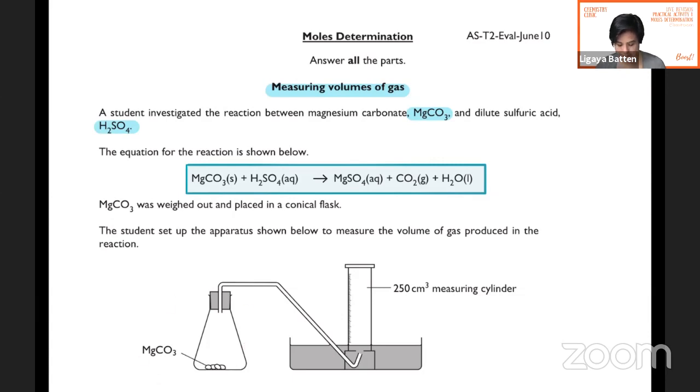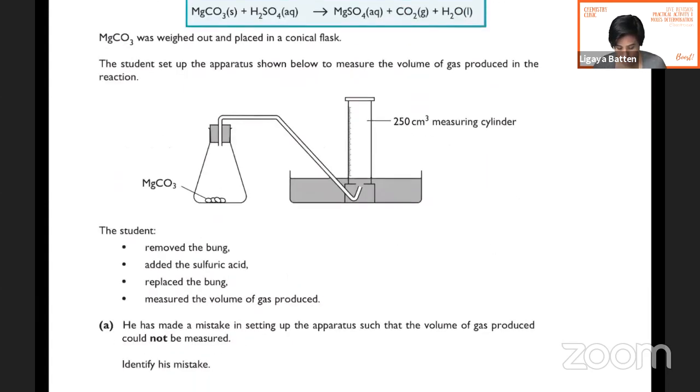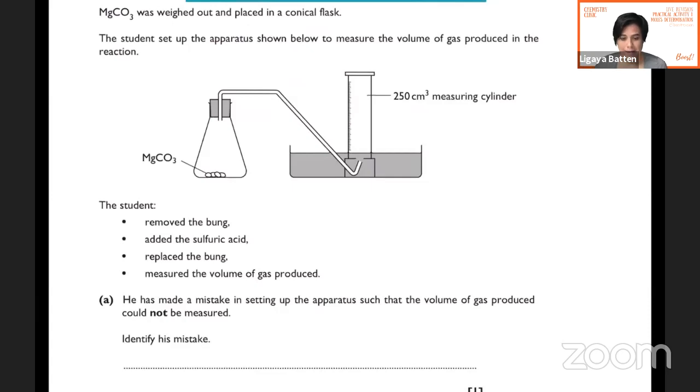Then the student set up the apparatus shown below to measure the volume of gas produced in the reaction. The student removed the bung, added the sulfuric acid, replaced the bung, and measured the volume of gas produced. So this is the method they used. He's made a mistake in setting up the apparatus such that the volume of gas produced could not be measured. Can you identify the mistake? I'll give you a second to just look at the apparatus and think about that.